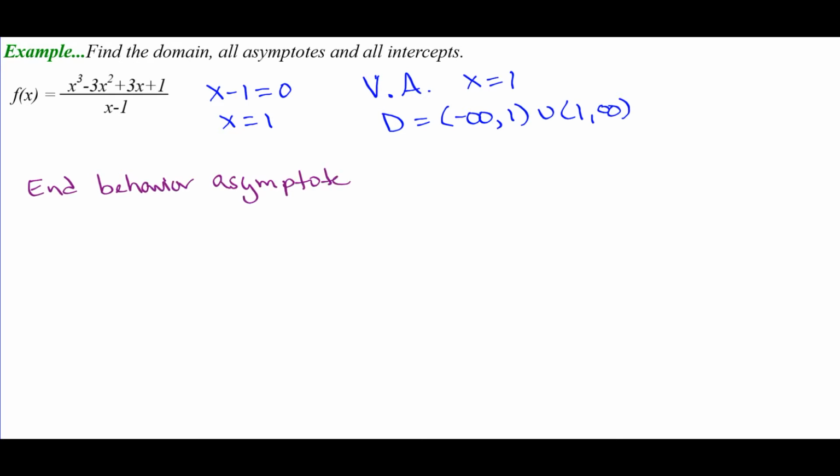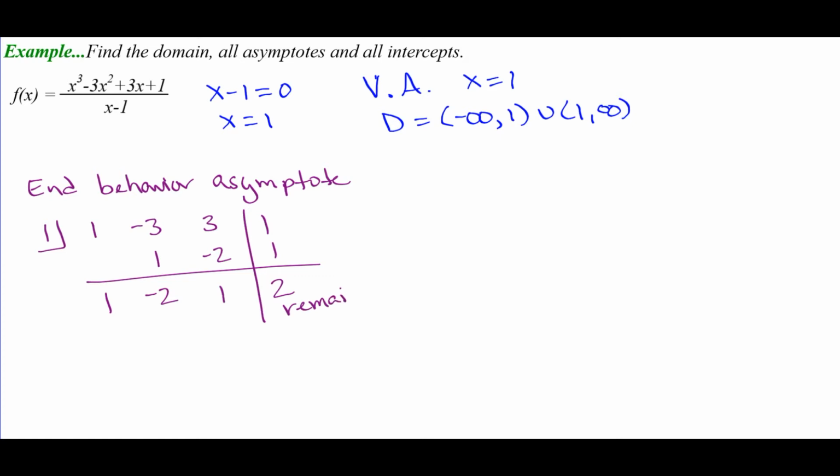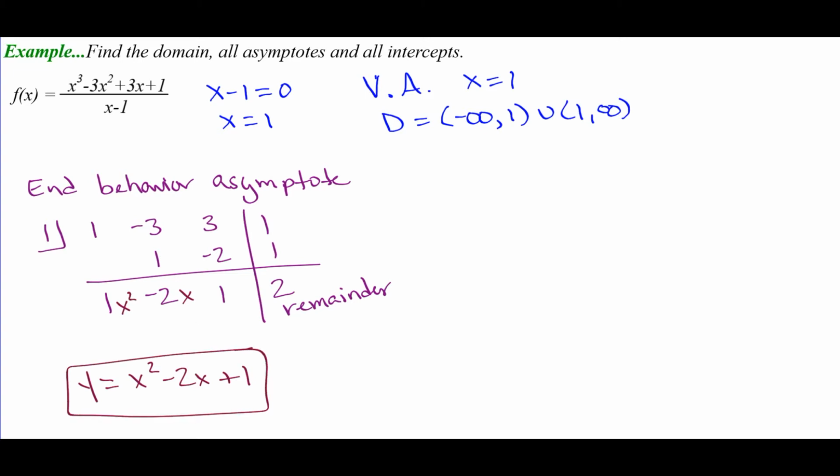We can do either polynomial long division or synthetic division. I'm going to use synthetic division. So I'm going to divide by 1, and then my coefficients are going to be 1, -3, 3, and 1. Remember, the 2 is my remainder here, and we actually ignore the remainder. So what I'm left with is y equals x squared minus 2x plus 1. So remember, this is my remainder, this is a constant, this would get an x, and this would get an x squared. So this is my end behavior asymptote.